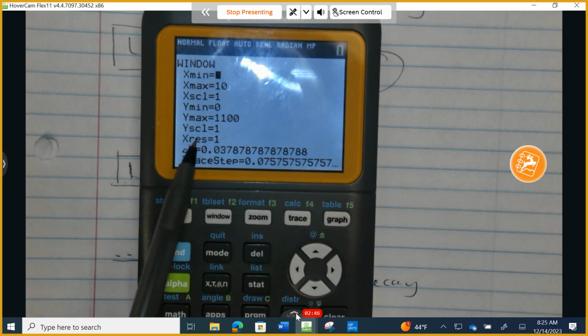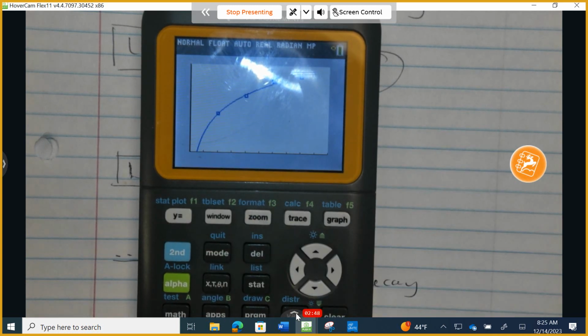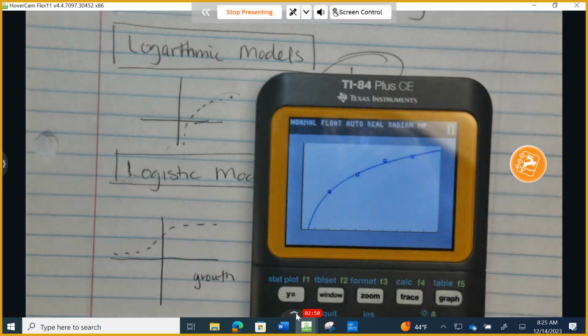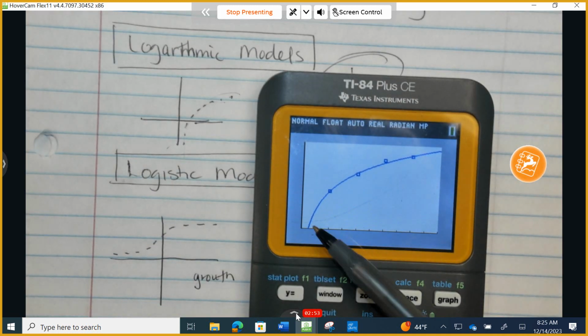Now, we've already adjusted my window. We should be able to see this. It doesn't mean it's going to go directly through all of the points, right? Because it's like an average as it goes through and creates this model. That looks great.